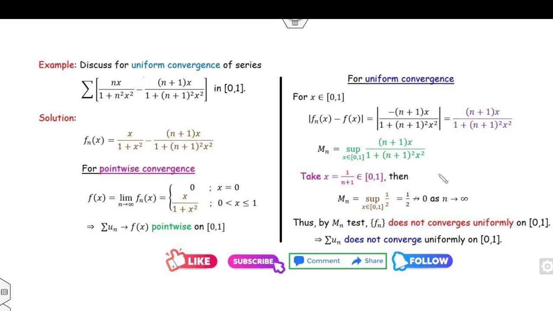Fine. Moreover, you can also see that the value of x goes to 0 as n approaches infinity. Again, this point 0 is called the non-uniform point of convergence.